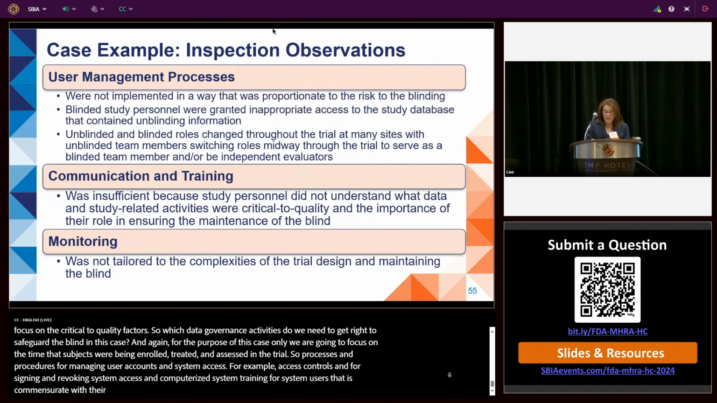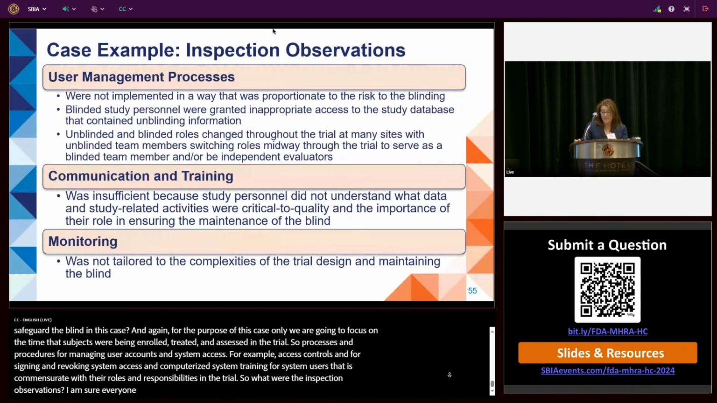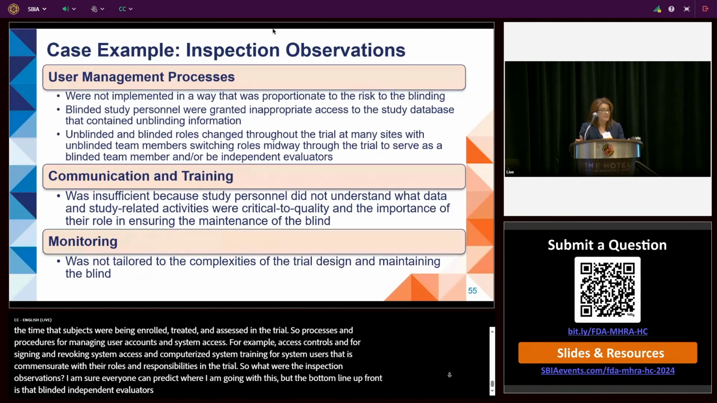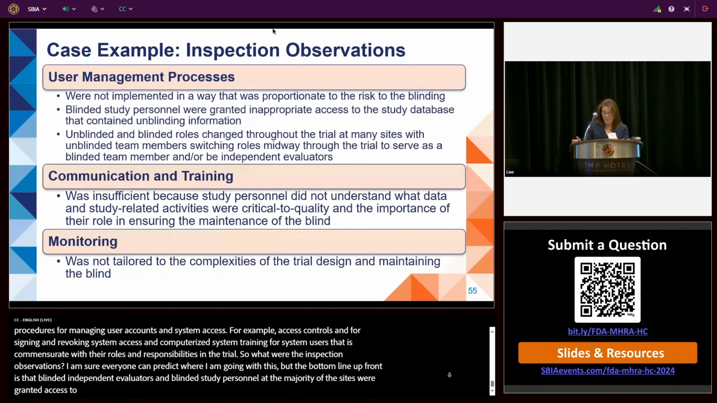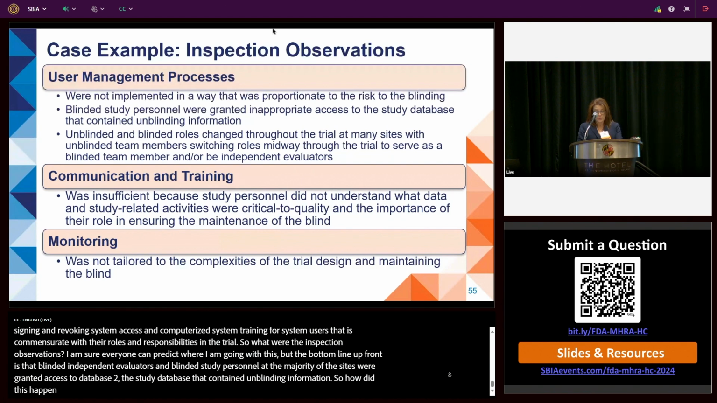So what were the inspection observations? So I'm sure everyone can predict where I'm going with this, but the bottom line up front is that blinded independent evaluators and blinded study personnel at the majority of the sites were granted access to database 2, the study database that contained unblinding information. So how did this happen? Well, user management processes and procedures were not implemented in a way that was proportionate to the risk to the integrity of the blind.